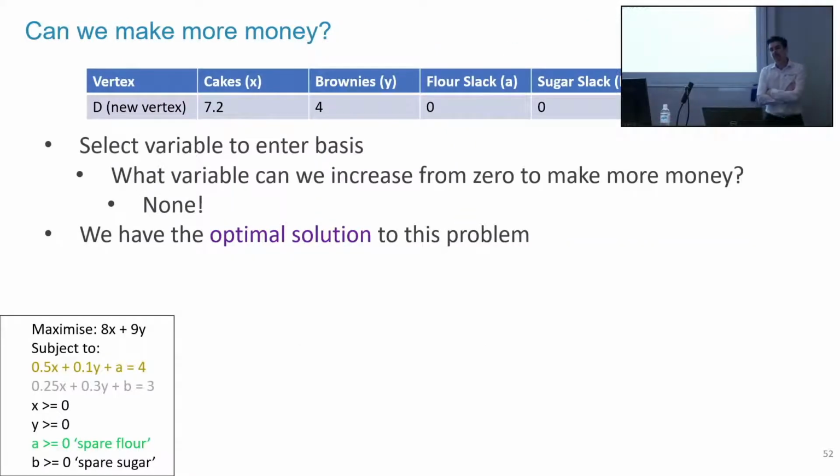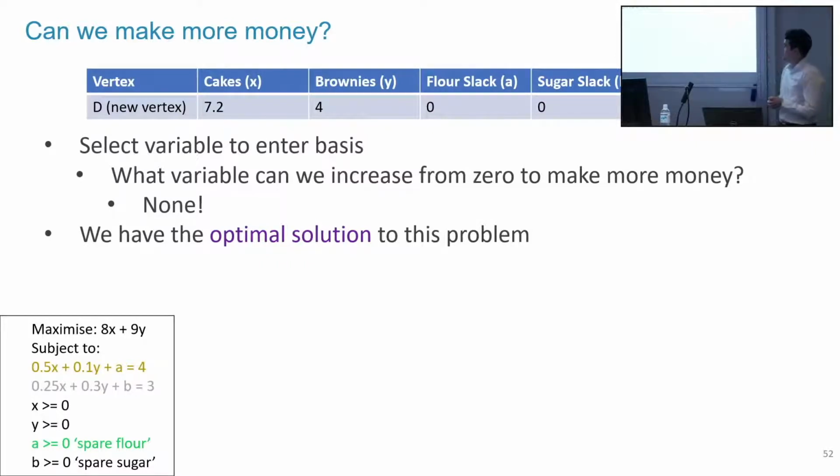So can we make more money? The requirement is that one of the variables that are 0 becomes non-zero. That's one of the requirements. And here I'm left in the position that the only variables that are 0 represent spare ingredients. Making them enter the basis would mean I start entering a baking strategy where I'm leaving ingredients behind, which doesn't necessarily make sense.